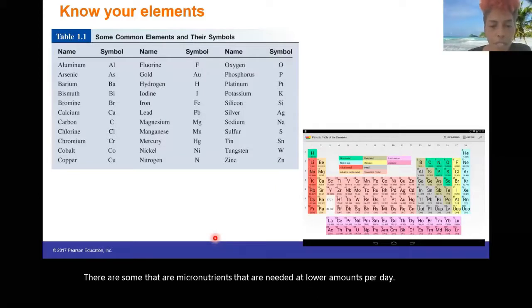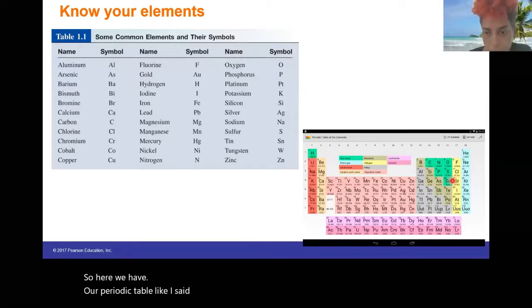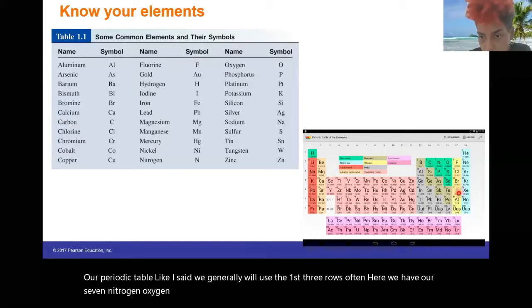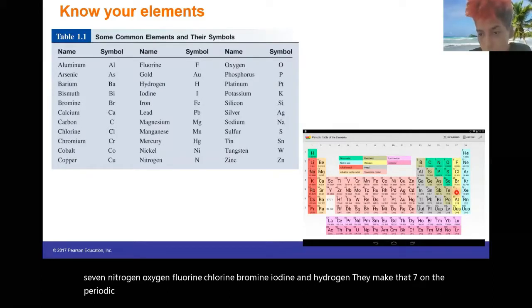All right. So here we have our periodic table. Like I said, we generally will use the first 3 rows often. Here we have our 7: nitrogen, oxygen, fluorine, chlorine, bromine, iodine, and hydrogen. They make that 7 on the periodic table, and those are all diatomics.